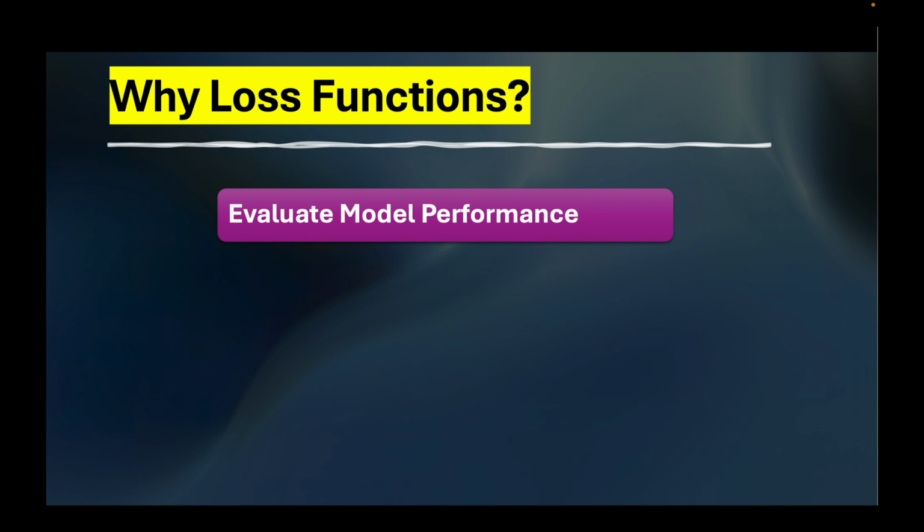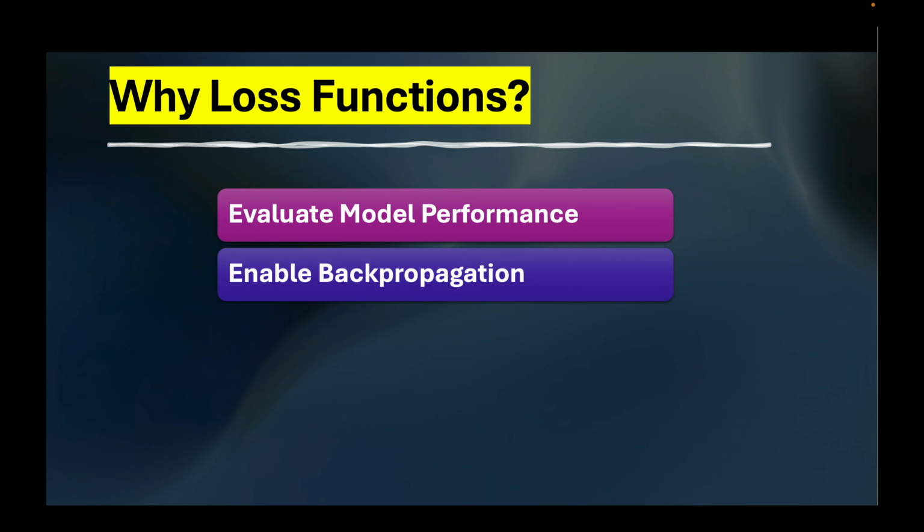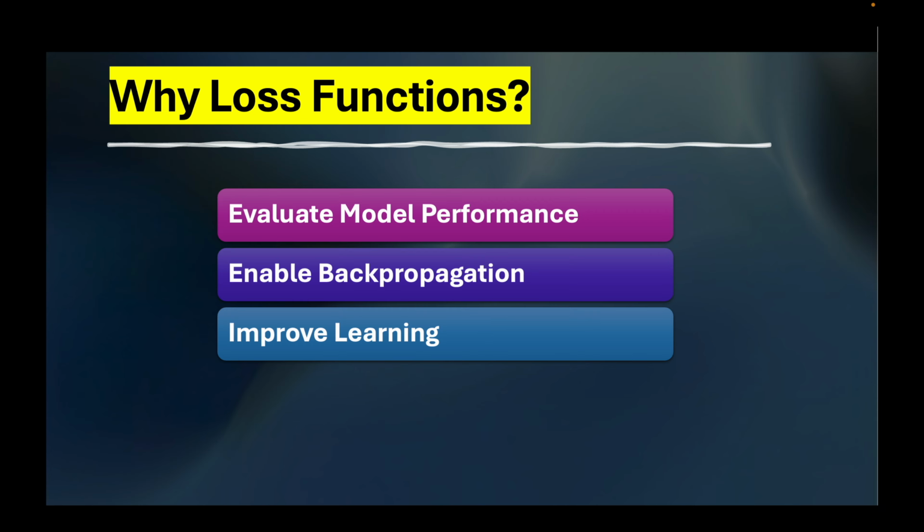Loss functions help to evaluate the model's performance because they can measure how accurate or inaccurate the predictions are. They enable backpropagation. That means backpropagation uses the loss value to calculate the gradients. They help to improve learning because the loss value tells the neural network how much improvement is required.